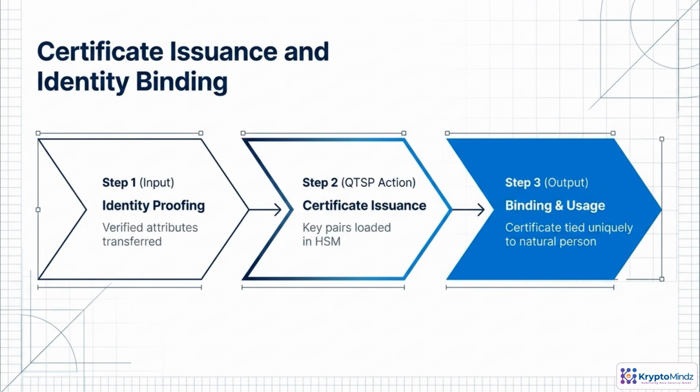This setup achieves a very specific goal. First, the bank or an identity proofing provider verifies who the person is and sends those trusted attributes to the qualified trust service provider. Next, the QTSP generates a key pair inside a hardware security module and issues a certificate that contains those verified identity attributes. Finally, that certificate is formally bound to the natural person, so every qualified signature can be traced back to that verified identity.